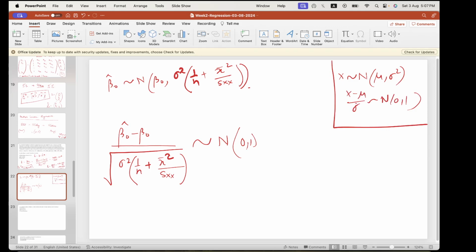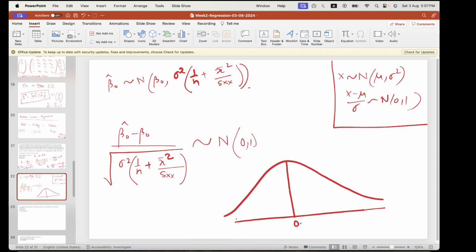Alright, if you subtract the mean and then divide by the standard deviation of a normal distribution, that transformed variable will also be a normal distribution with mean 0 and variance equal to 1. Now we all know how a normal 0, 1 looks. It is a symmetric curve, symmetric about 0. Here we will go a little backwards.